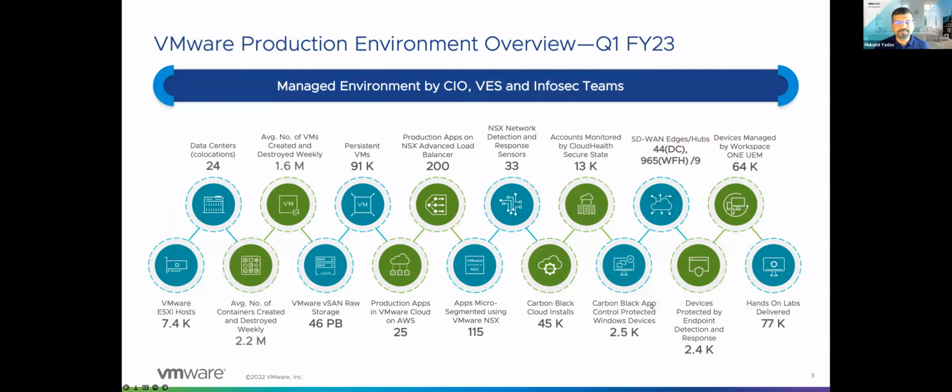So this is the VMware production environment overview. The scale of operations is listed in various numbers here. Let me quickly go through some of the numbers. We have close to 24 data centers, and out of these 24 data centers, we predominantly use two major data centers, one in Santa Clara, one in Wenatchee. Those are the main data centers for the critical applications.